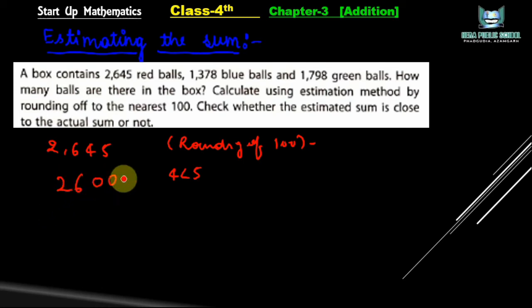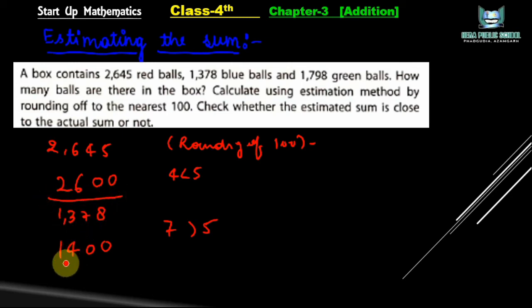The second number is 1378. So in 100 there are 2 zeros. Now we compare the number which is in the tens place. So 7 is greater than 5. So we will add 1 in the hundreds place. So here we get 3. So if we add 1, we get 4. Okay, so we get two values after round off, 2600 and 1400.